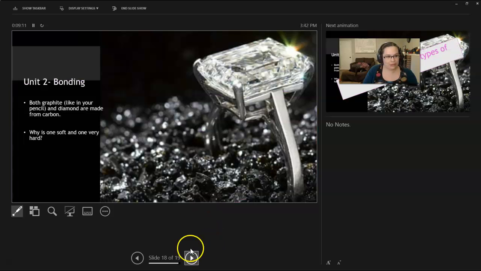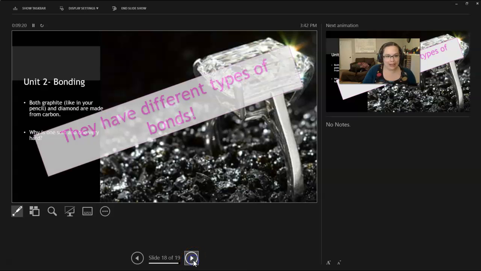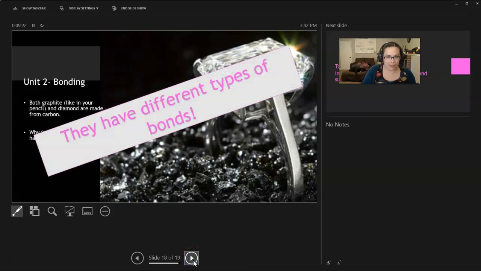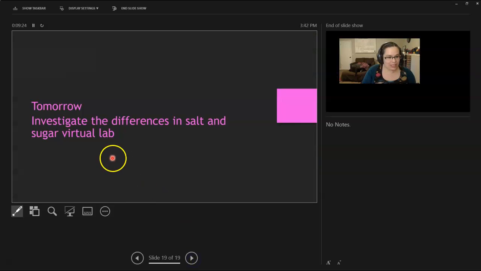So, back to this. Both graphite and diamonds are made from carbon. Why is one soft and one hard? Well, those carbon atoms are held together with different types of bonds. In the activity that we do tomorrow, you're going to investigate the difference between salt and sugar in a virtual lab.